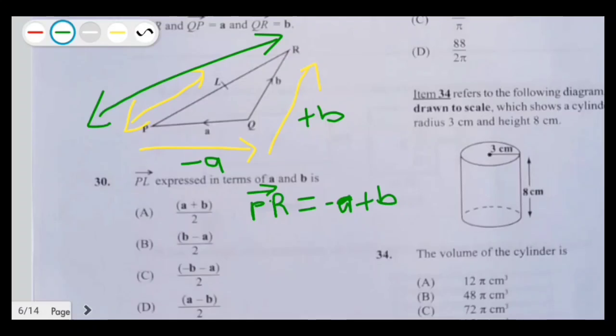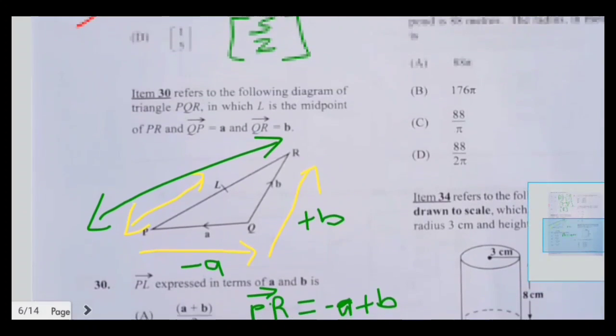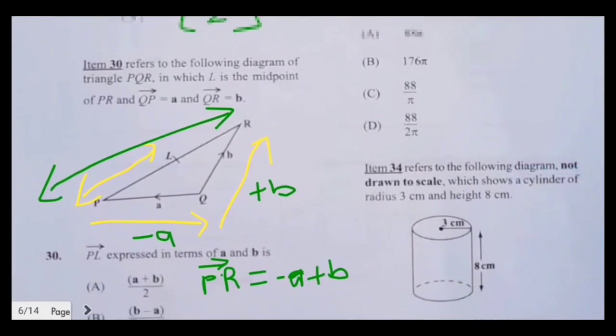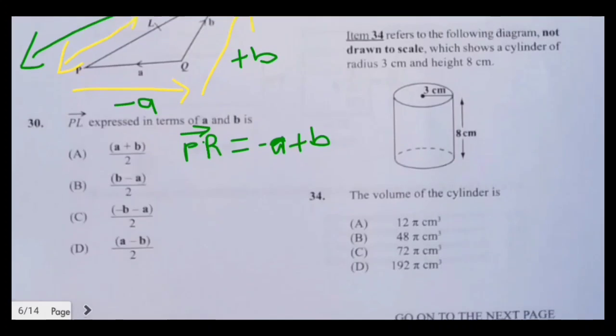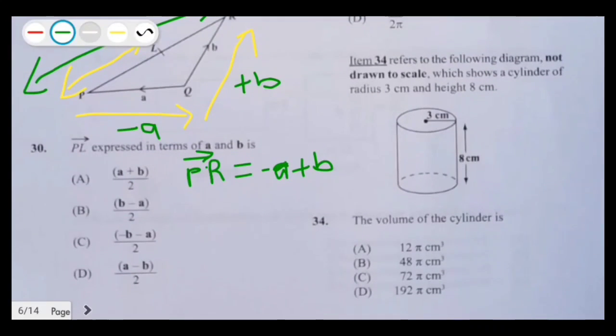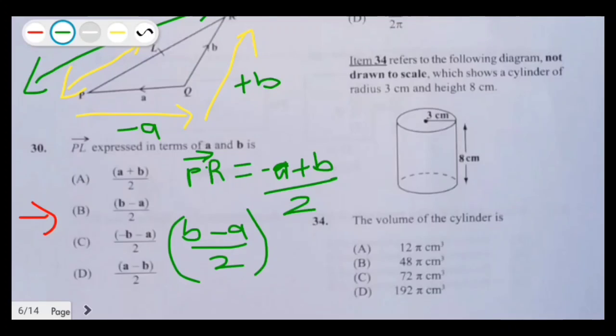So from P to R is minus A plus B, and that's PR. Since the question states that L is the midpoint of PR, then half of PR is going to be PL. So if we divide PR by 2, that's our value for PL. That gives us minus A plus B, which is the same as B minus A, divided by 2. So our answer is B.